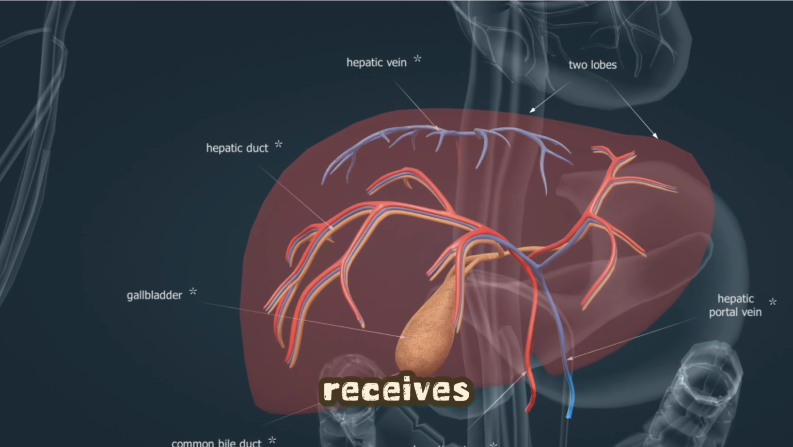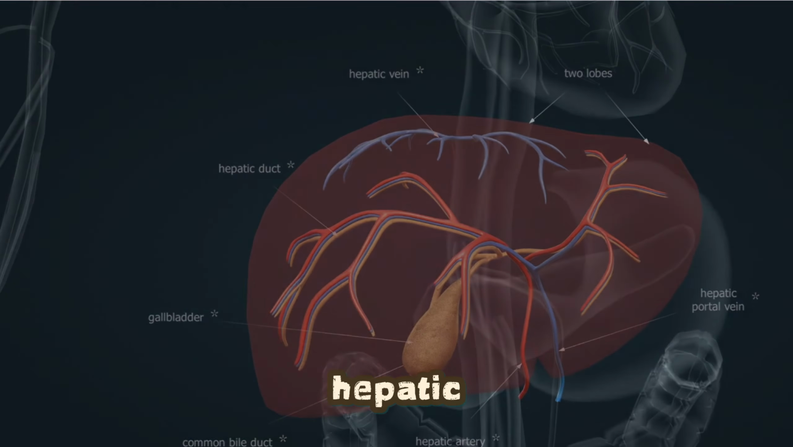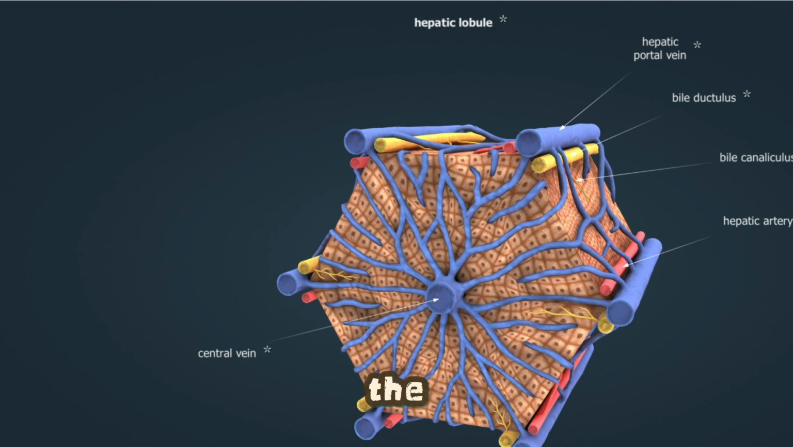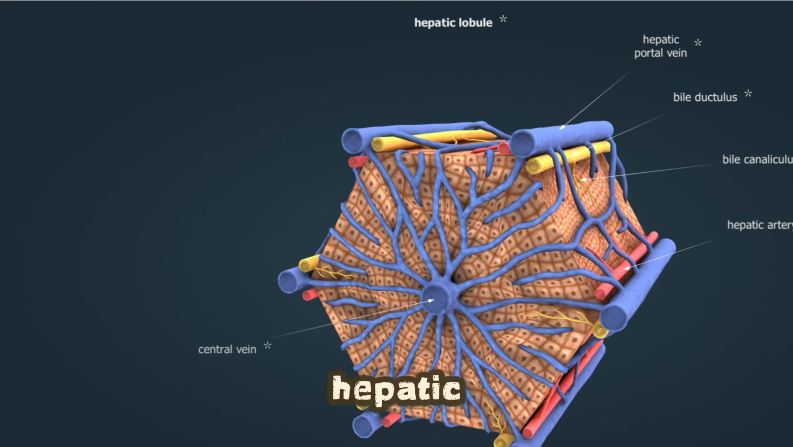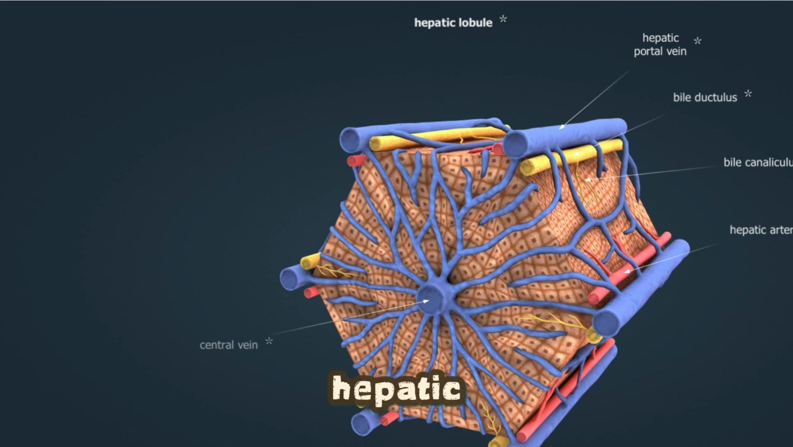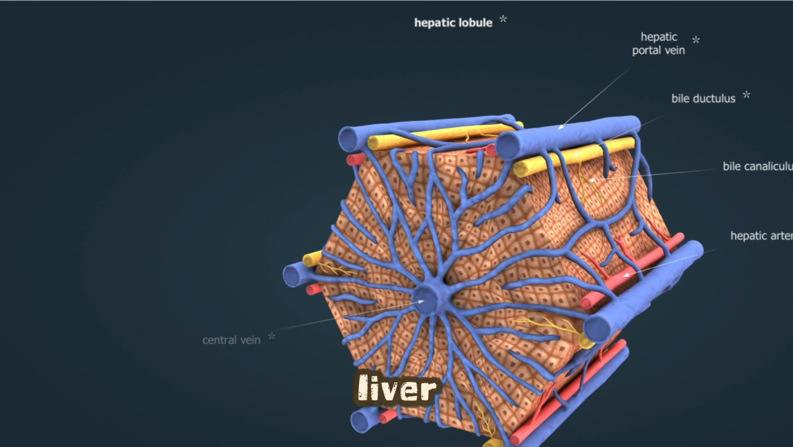The liver receives its blood supply via two blood vessels. The hepatic portal vein ensures that nutrients absorbed by the gastrointestinal tract reach the liver, while the hepatic artery provides the liver with oxygen. The hepatic vein is responsible for carrying blood away from the liver.